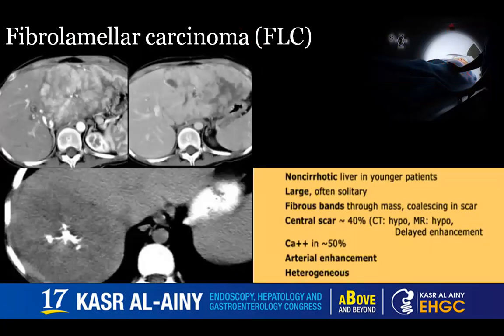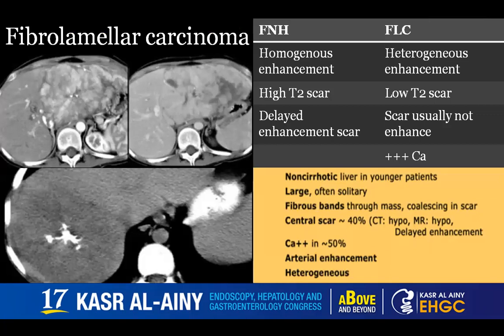The main differential diagnosis is fibrolamellar carcinoma. It also shows a central scar, but the main difference is that the scar is of low T2 signal, the scar usually does not enhance, and it may show calcification. The lesion itself in focal nodular hyperplasia shows homogeneous enhancement, but in fibrolamellar carcinoma, heterogeneous enhancement.